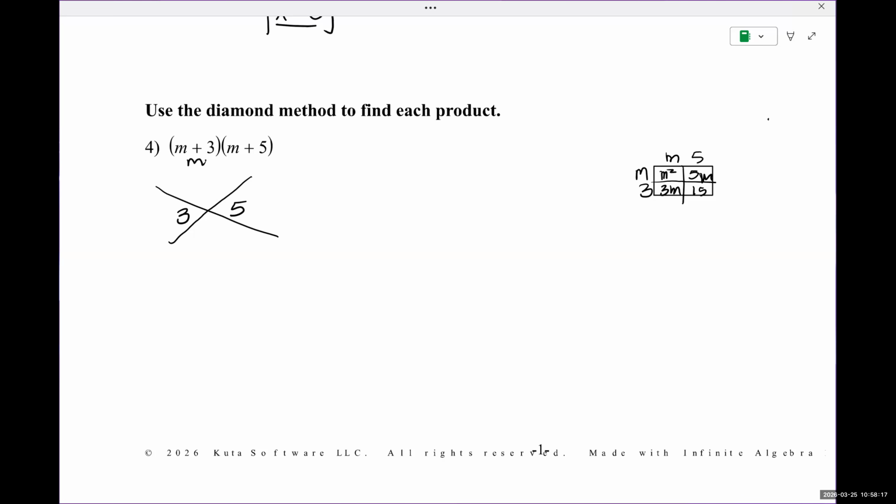How do I get the top number? You multiply to get the top. How do we get the bottom number? We add to get the bottom. Okay? So this is what happens. This is m squared. You add to get the middle term plus 8m. You multiply to get the end.